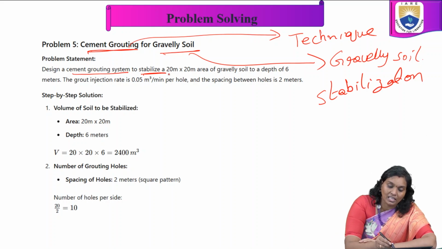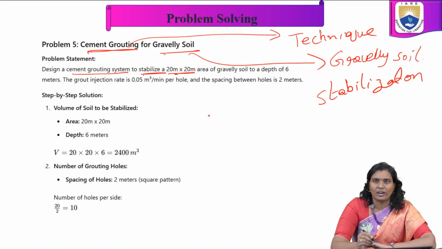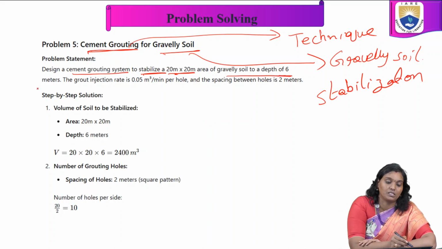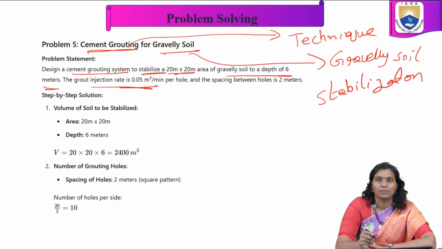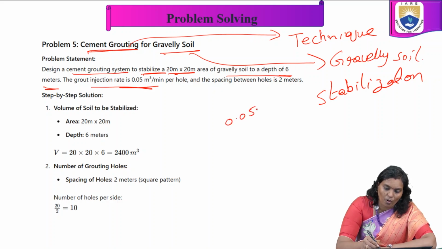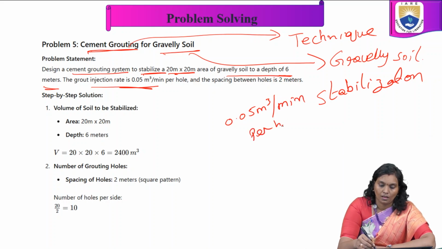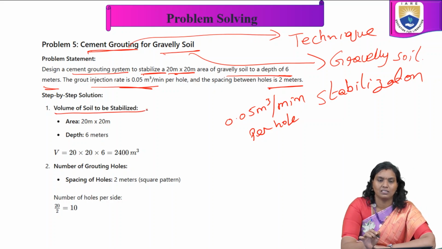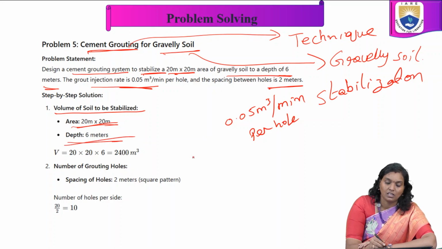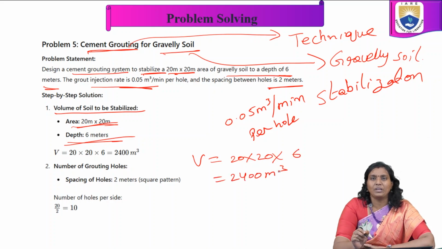Here it requires stabilization of a 20 meter by 20 meter area of gravelly soil at a depth of 6 meters. The grout injection rate is also mentioned: 0.5 meters cube per minute per hole. And the spacing between the holes is 2 meters. Now the step-by-step procedure: volume of soil to be stabilized, where area is 20 into 20 meters and depth is 6 meters. We calculate according to the given data, and finally we get the volume of soil to be stabilized.